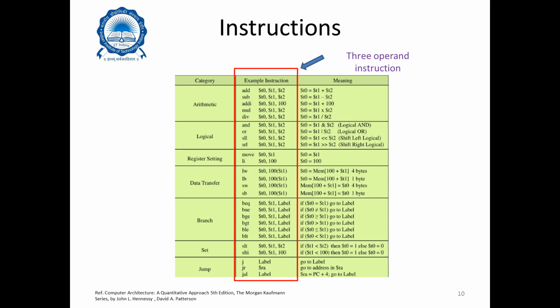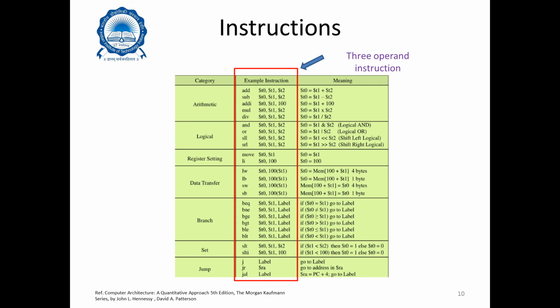So BLE and BLT are similar. The only thing is, one is branch on less than or equal, the second is only branch on less than. There is no equal condition here. The next type is set. SLT sets the value of $T0 to binary 1 if the content of $T1 is less than the content of $T2, else the content of $T0 becomes 0. SLTI does the same thing but now operates on a constant. So if the content of $T1 is less than 100, then $T0 is 1, else the content of $T0 is 0.